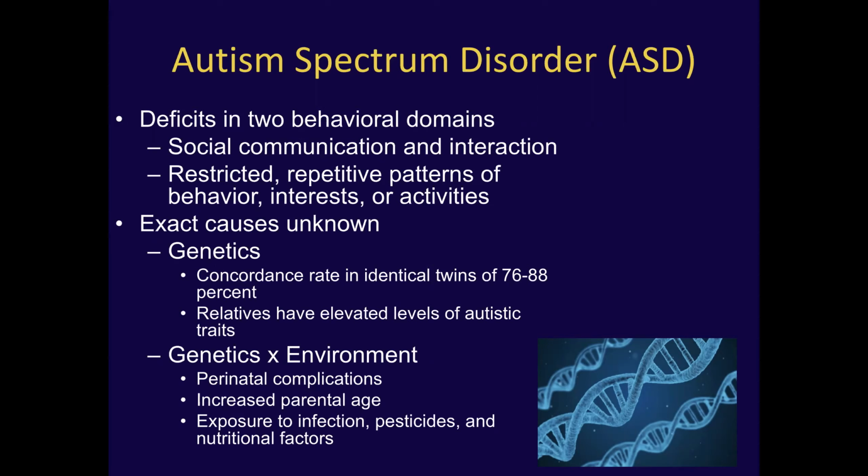Why do some individuals develop autism spectrum disorder? The exact causes are unknown. There's evidence for a genetic component. So on the slide, it says concordance rate of identical twins. So what I mean by that is the probability that a pair of individuals will both have a certain characteristic given that one has that characteristic. So in twin studies, if one has it, 76 to 88, depending on the study, it's been a range, will have that characteristic as well.